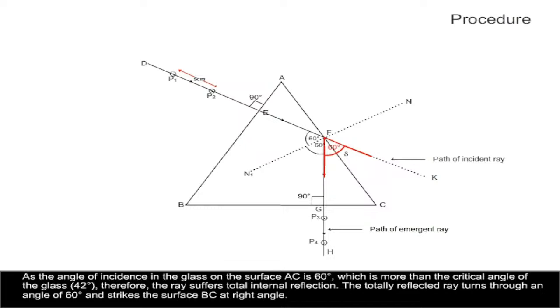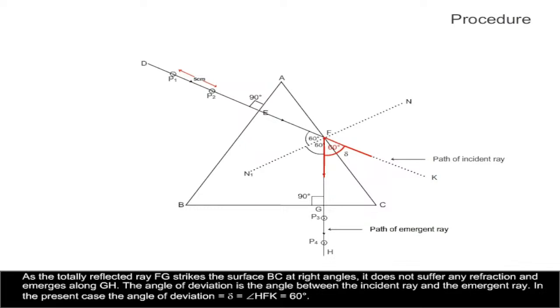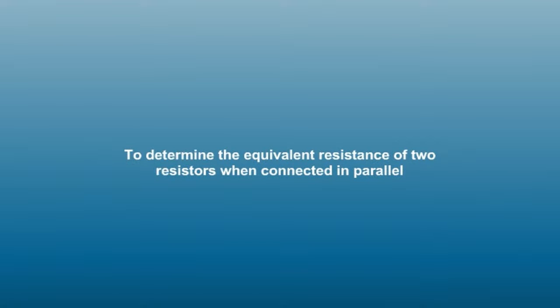The totally reflected ray turns through an angle of 60 degree and strikes the surface BC at right angle. As the totally reflected ray FG strikes the surface BC at right angles, it does not suffer any refraction and emerges along GH. The angle of deviation is the angle between the incident ray and the emergent ray. In the present case, the angle of deviation is equal to delta, equal to angle HFK, which is equal to 60 degree.